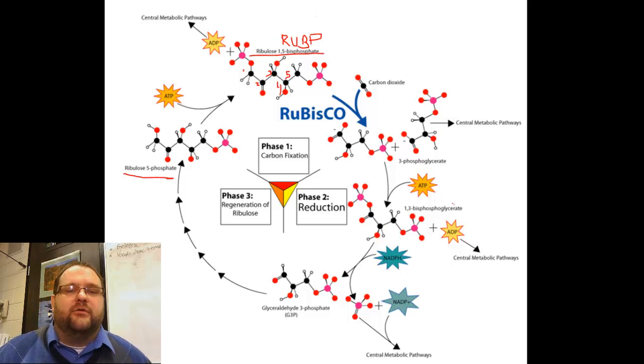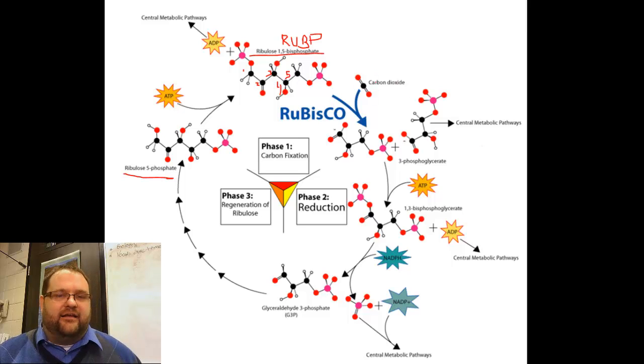They are going to attach carbon dioxide. So look here, here's our carbon dioxide molecule. It's going to get attached to RuBP using an enzyme called Rubisco. Rubisco is the enzyme that attaches carbon dioxide onto RuBP. And it creates this molecule here, which is going to be a 6-carbon molecule.